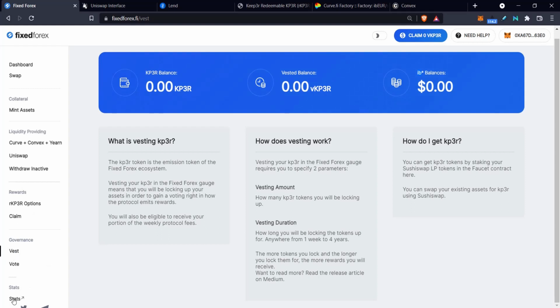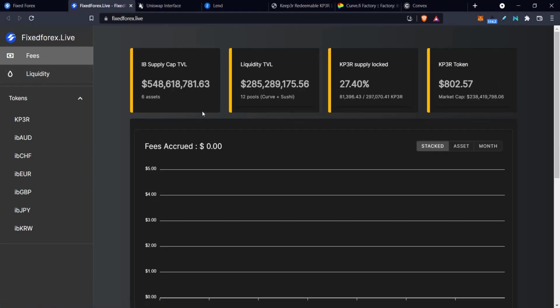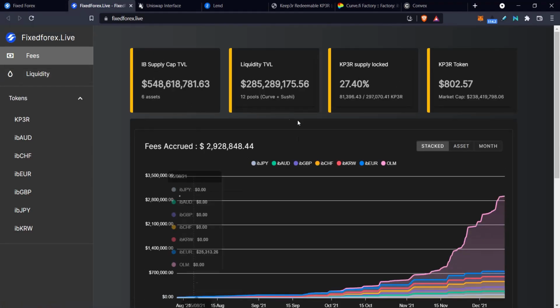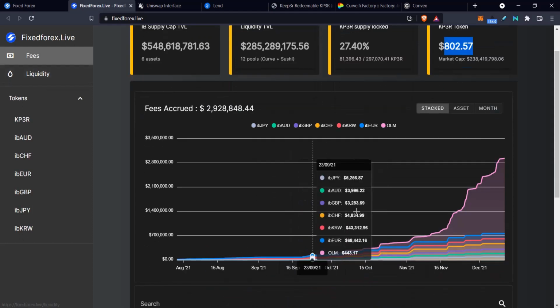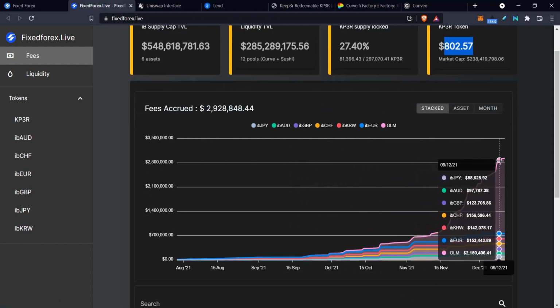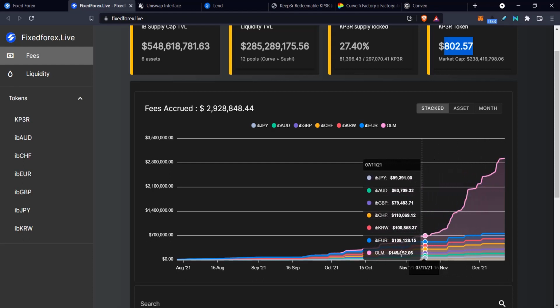And the last thing, if you want to know how many fees they are collecting, you can click that little button down at the bottom. You can see some displays here about specific things like the total value, the IB supply cap of all 6 of the assets, all 6 of those different currencies, the percentage of keeper tokens that are locked already, and the price of one keeper token. And then you can see the fee accrual. So this is all of them, and each week you can see the fees just keep going up and up.